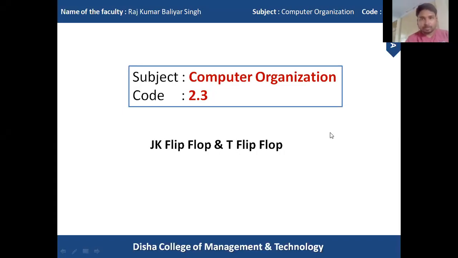Hello students, good morning. Today we will discuss JK flip-flop and T flip-flop. It is a type of flip-flop. In the last class we discussed SR flip-flop.